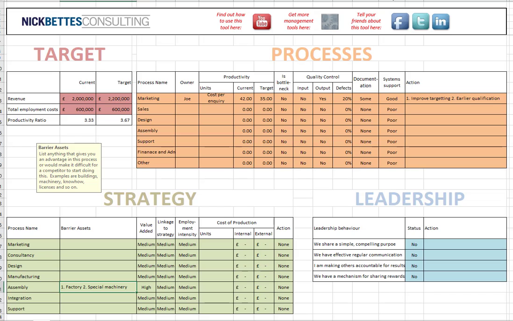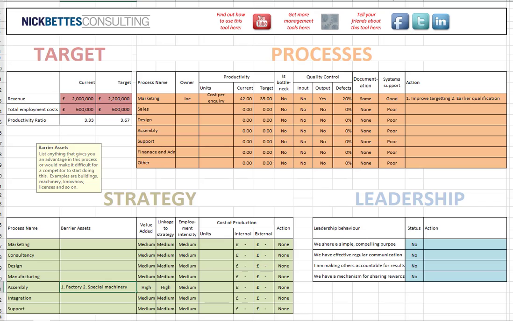How much value is added? Now, value added in this column is not a value added in an economic sense. It's just an assessment. And we're saying that in terms of what our customers pay us, the margin we're adding to whatever it is we make, the fact that we assemble it ourselves, the assembly stage is a pretty high value added stage. I mean, no big surprise, without assembling the thing, it's not worth much to anyone.